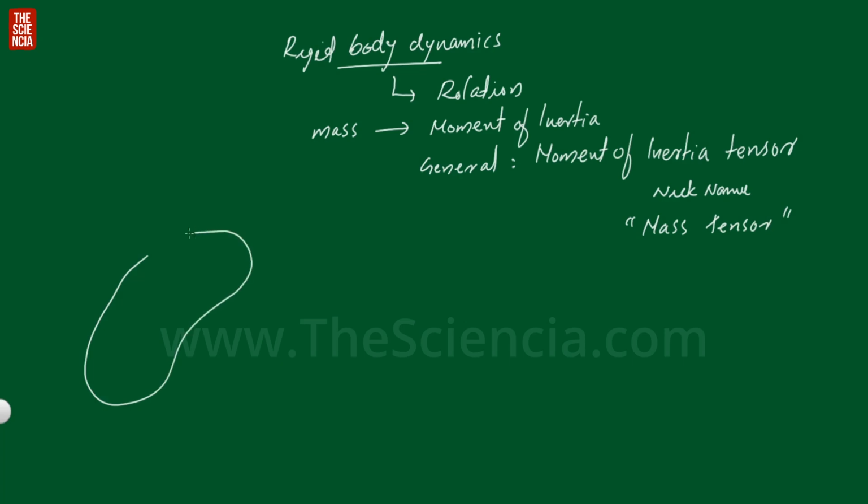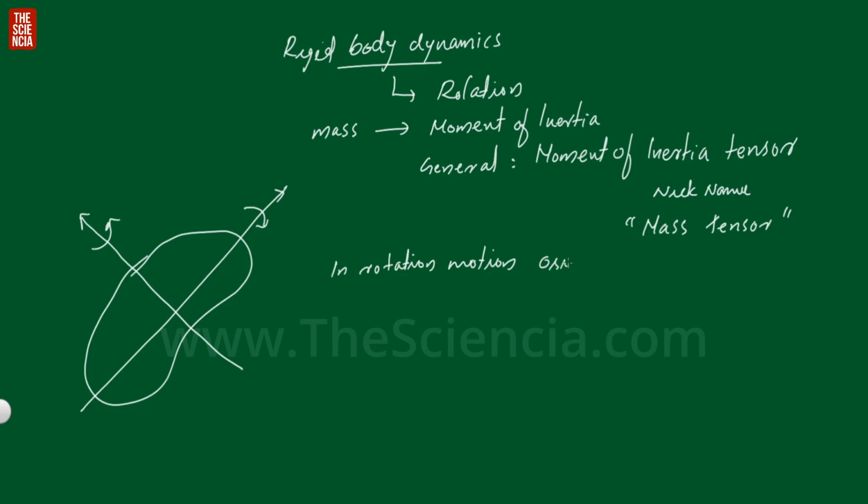So if this is a rigid body, and if it is rotating about this axis, then it has some moment of inertia, and if it is rotating about this axis, it has another moment of inertia. The mass in rotation will be different. That is, in rotational motion, the orientation of the rigid body is important. That is why we introduced this term, moment of inertia tensor.